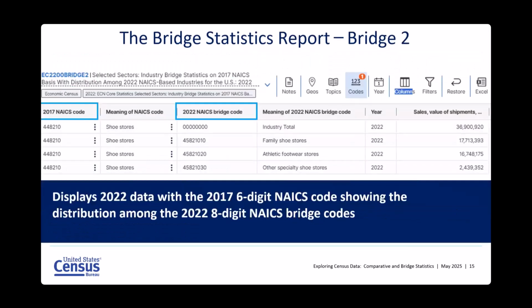Now, Bridge Table 2 is sort of the inverse of that. Bridge Table 2 again displays the 2022 data with the 2017 6-digit NAICS showing the distribution among the 2022 8-digit NAICS codes. This slide presents a simple example. The 2017 6-digit NAICS 448210 shoe stores is broken out to 3 2022 8-digit NAICS codes. We have the 448211010 family shoe stores, 448211020 athletic footwear stores, and 448211030 other specialty shoe stores.